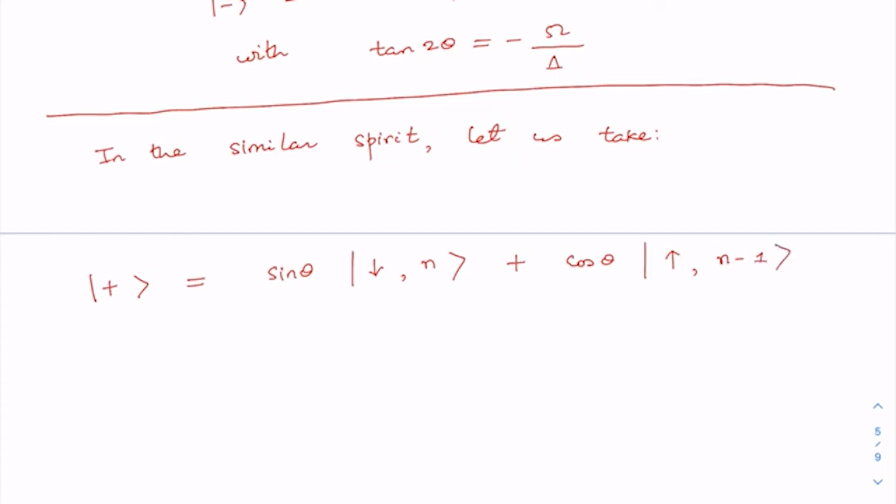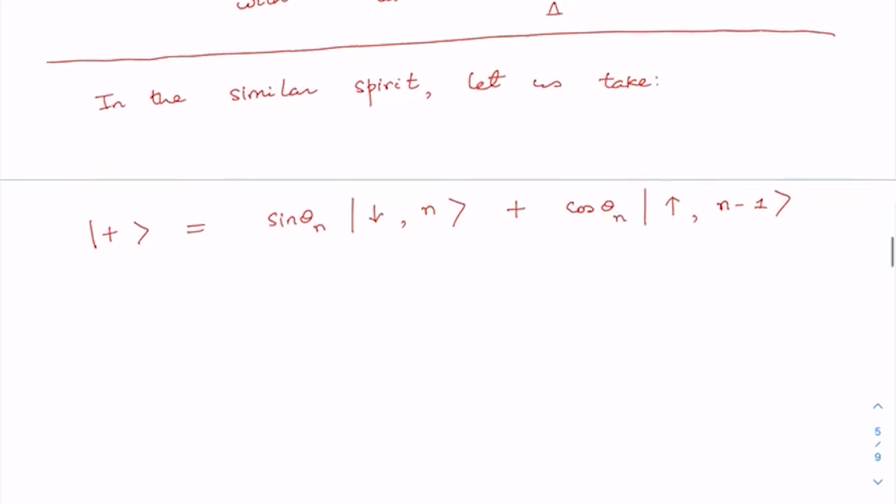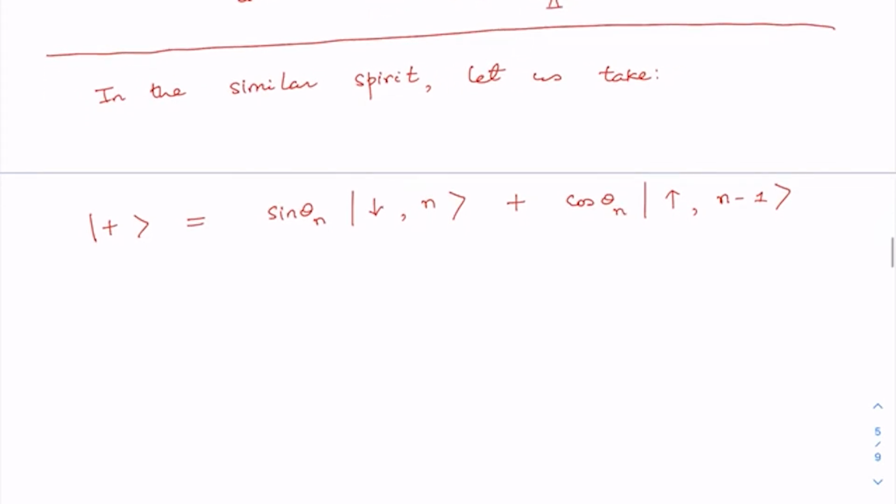To distinguish it from theta, let me put a suffix n so that you understand that we are now dealing with the Jaynes-Cummings Hamiltonian, that system. And your other state is cos theta n times the ground state with n photons, minus sine theta n times the atom in the excited state with n minus 1 photons in the field mode. Okay, so this is what we have.